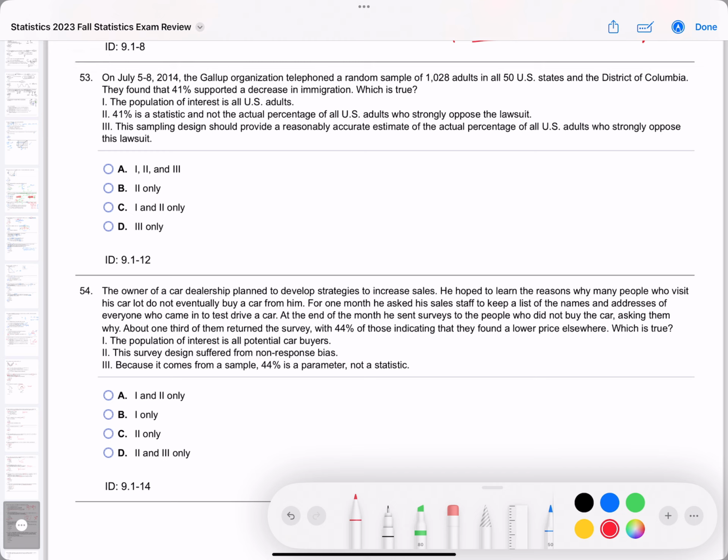The population of interest is all U.S. adults, and that's what it's looking for, all United States. Yes, 41% is a statistic. It's right there. Yes, because it's from the data. And then the sampling design should provide a reasonable estimate. Yes, because I have a random sample, and my random sample is nice and big.